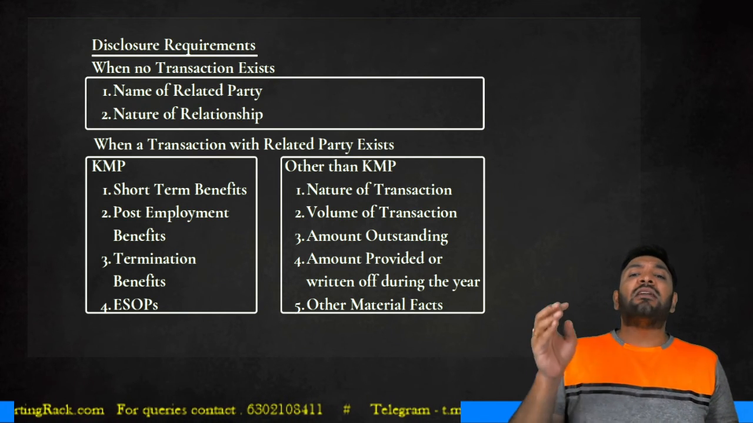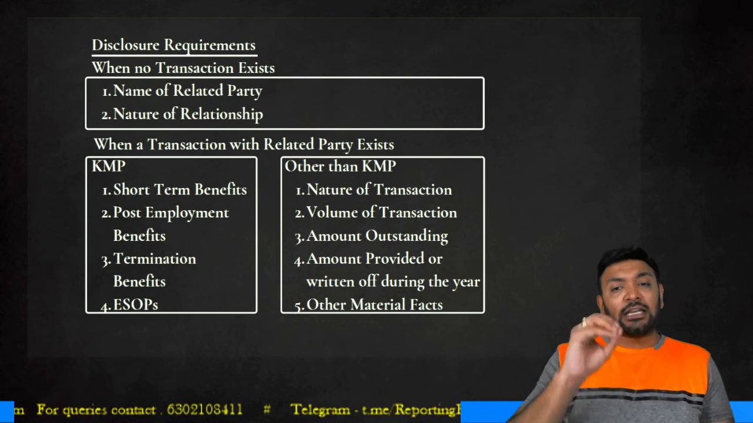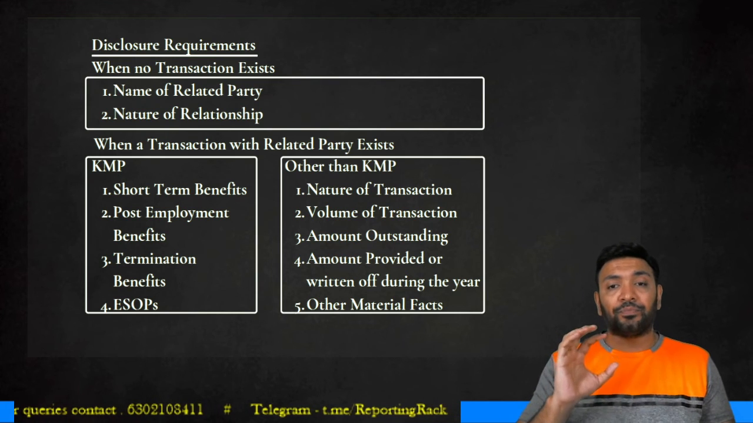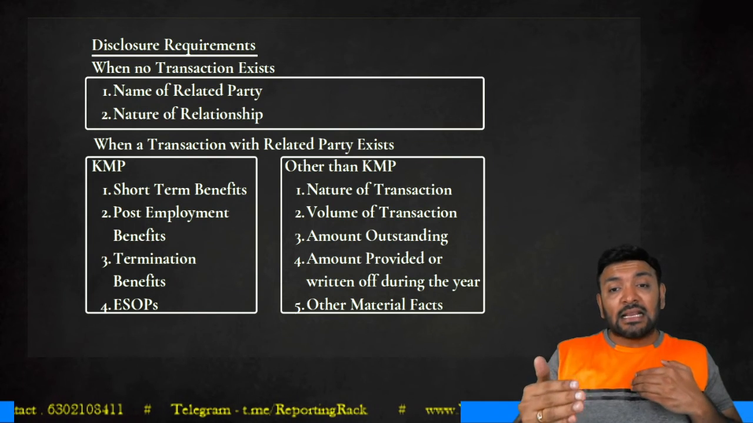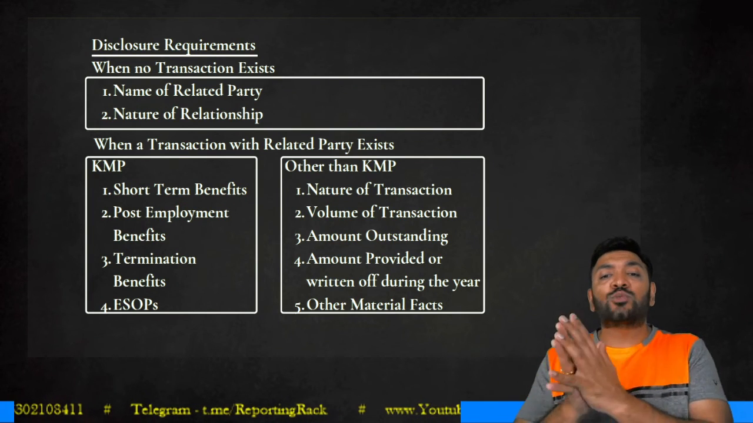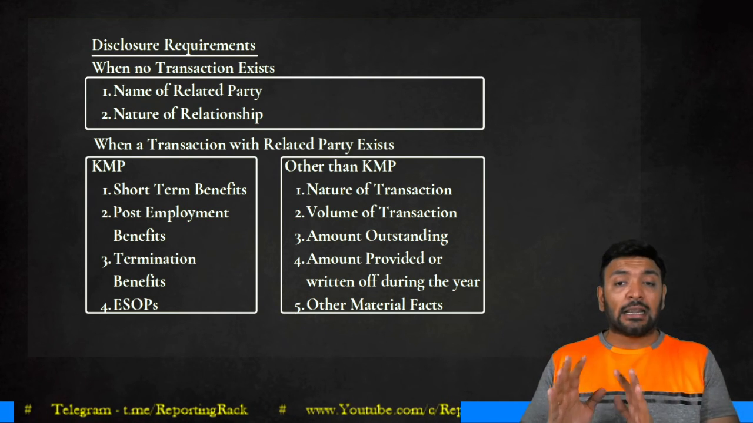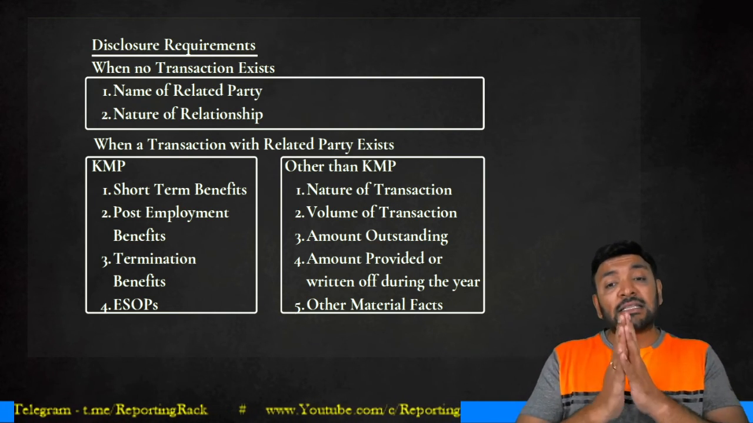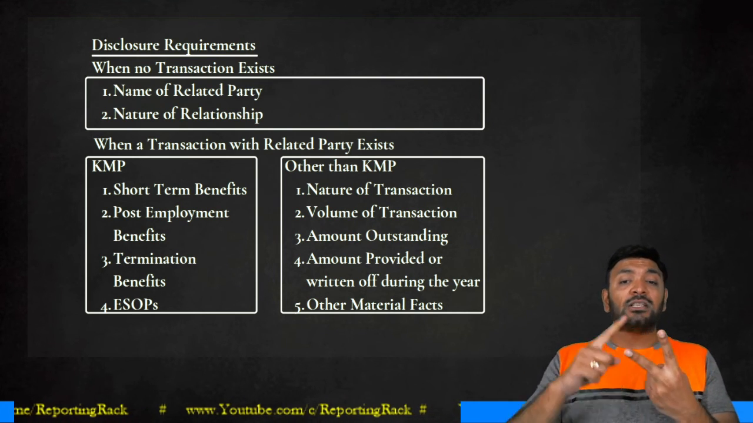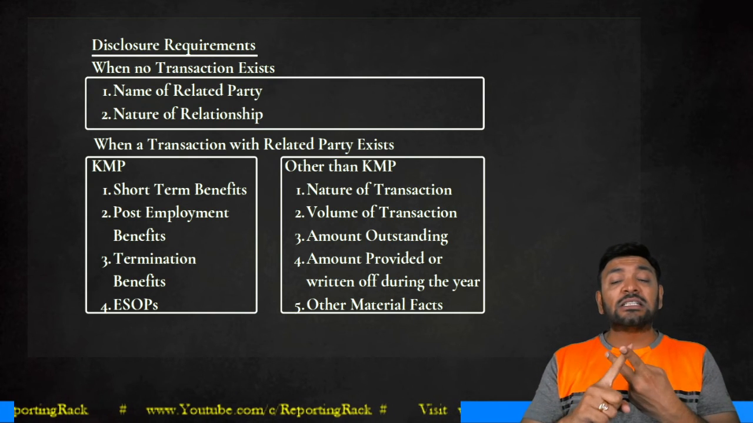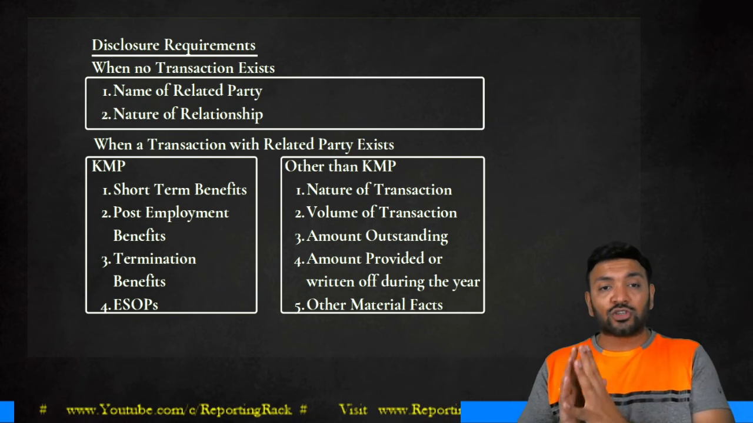No. Even if I don't transact with a related party in the preceding financial year, I should continue to give a certain set of disclosures. But these disclosures will be enhanced if there is a transaction which exists with the related party. If I don't have any transaction with the related party of the reporting enterprise, even in such situation, I'll have to disclose two things. What is the name of the enterprise? What is the nature of relationship which the reporting enterprise has with the other enterprise? At least these two things have to be disclosed.